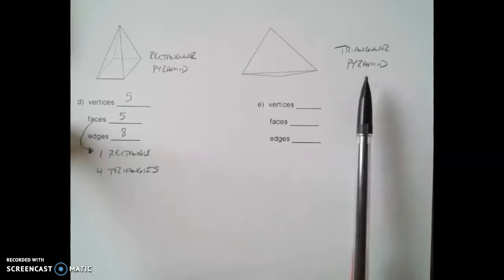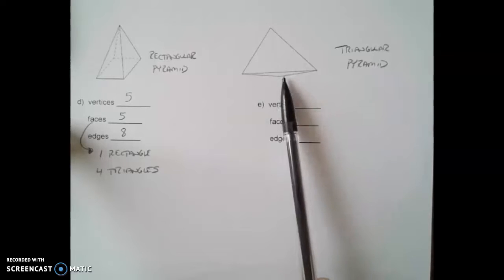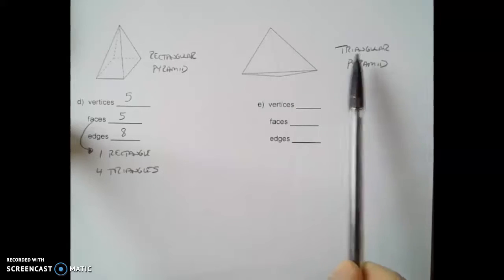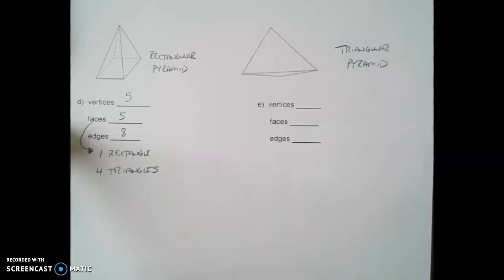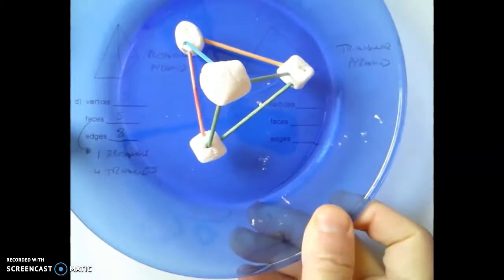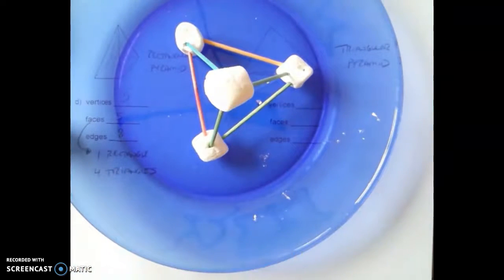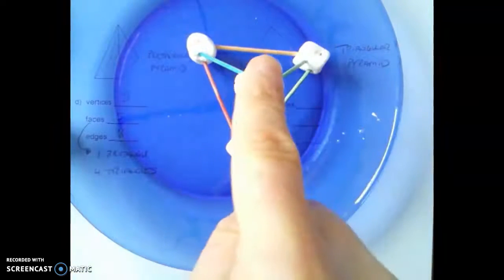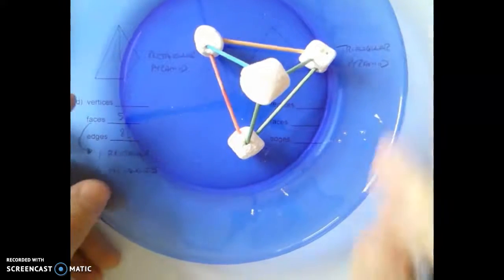The last solid we're going to work with is called a triangular pyramid. Okay, so again, it's got one base that's a triangle. It's got the apex, and all the other sides are also triangles, so it's a triangular pyramid. And here's the one created with marshmallows and toothpicks. So again, start with the vertices, the corners, the marshmallows. 1, 2, 3, and then the apex right here would be the 4th. So there's 4 vertices.